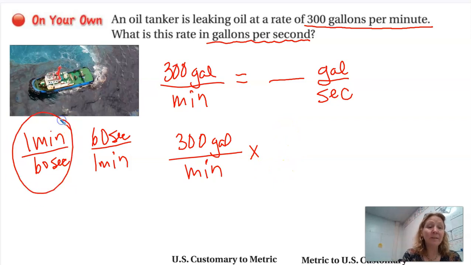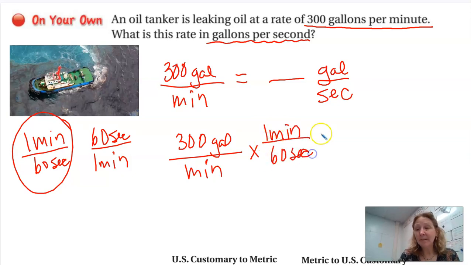So I'm choosing this as my conversion factor because I want the minutes to cancel out. 1 minute equals 60 seconds. The minutes and the minutes cancel out. That leaves me with gallons on the top and seconds on the bottom. Awesome. And then when I multiply across, I can ignore the units for now because I already know the units are going to be correct. I get 300 over 60.